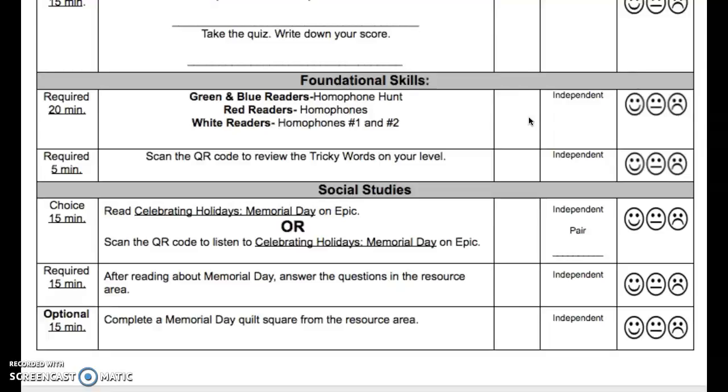And required for 5 minutes, scan the QR code to record the tricky words on your level. Independent, reflect when you're done.